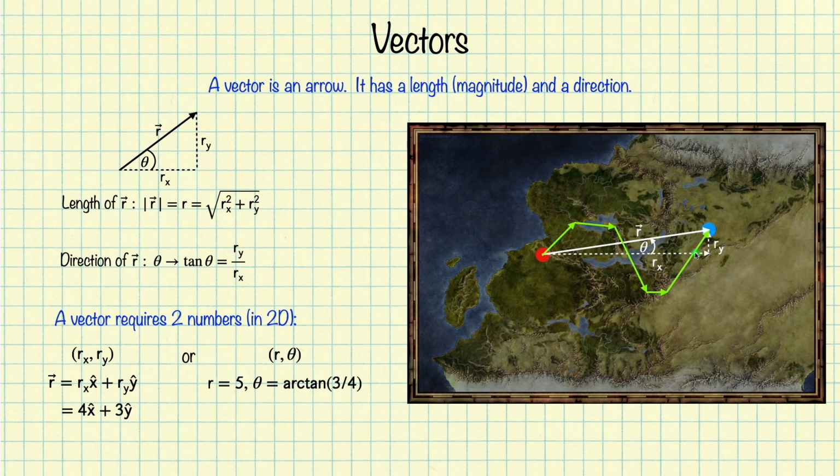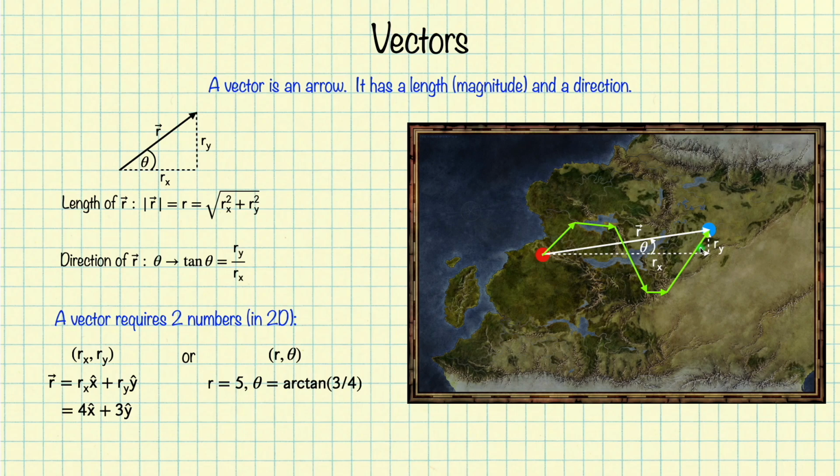The average velocity will be the net displacement, which is this white vector r, divided by the time it took to run along this green path. The average speed will be the sum of the lengths of all of these individual green vectors, divided again by that same time, the time it took to run along this path.